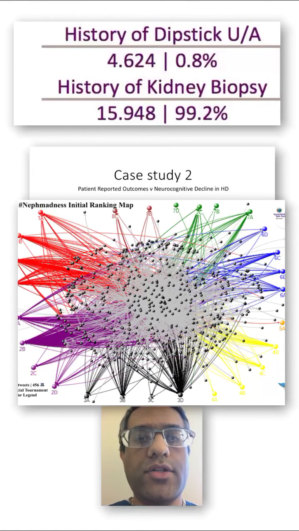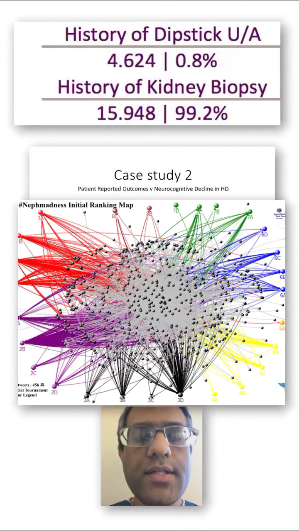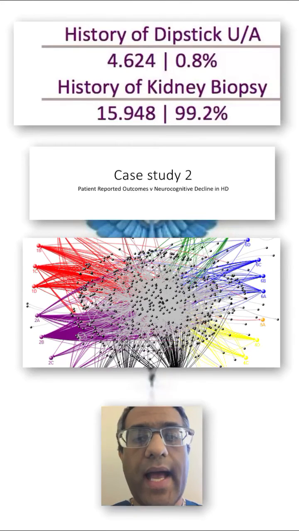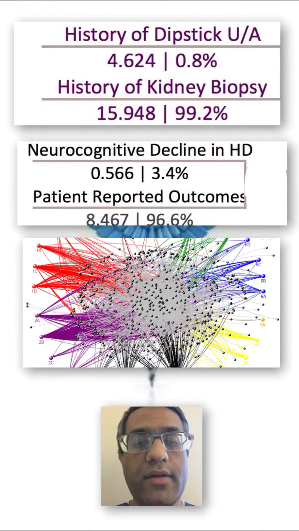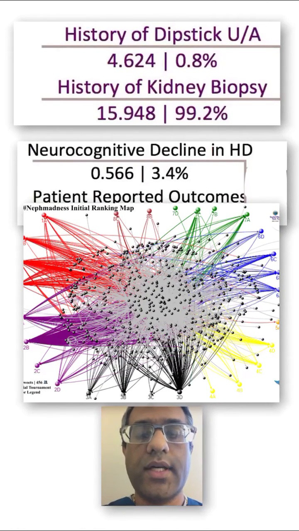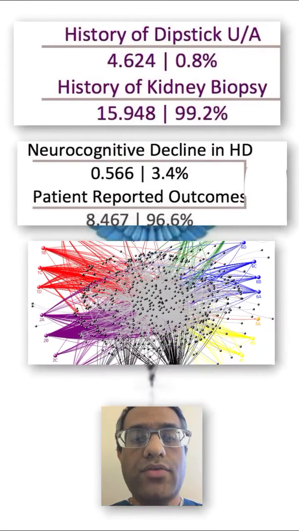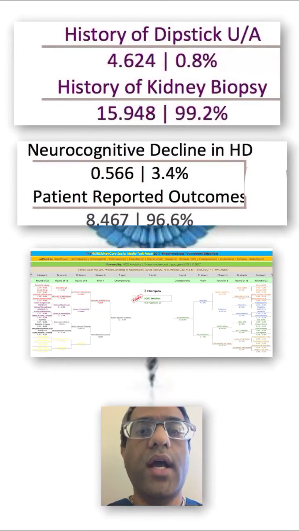And we got that data by collecting all of your tweets and analyzing all of the tweets for influence. And you can see that history of kidney biopsy and dipstick, which are in purple, light up very nicely on this map at the bottom of your screen. There's a lot of activity and influence that these particular topics command in the #NeffMadness social media campaign. Similarly, you'll see the same thing for black, which is patient-reported outcomes and neurocognitive decline in HD. A lot of activity in the topics that are listed in black. But we'll talk about that some other time. That's not for this video. The PageRank, however, does tell you something about the importance, the influence of the particular topic.